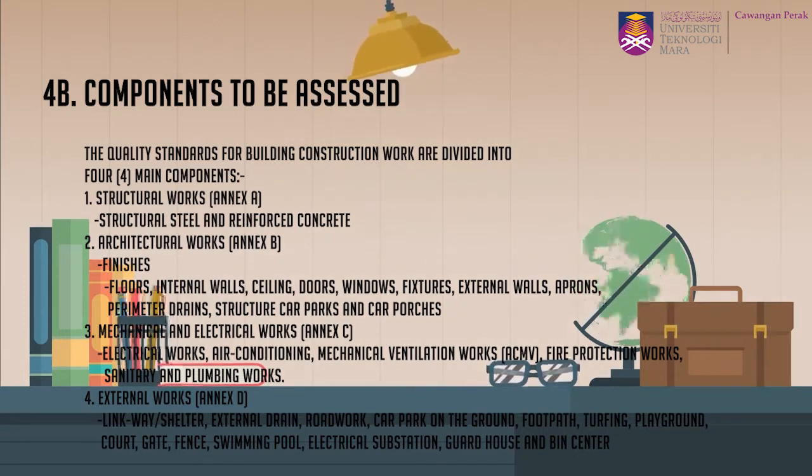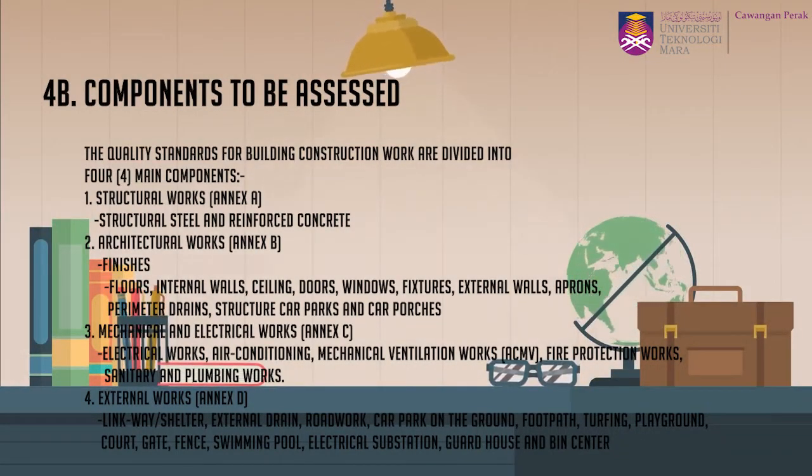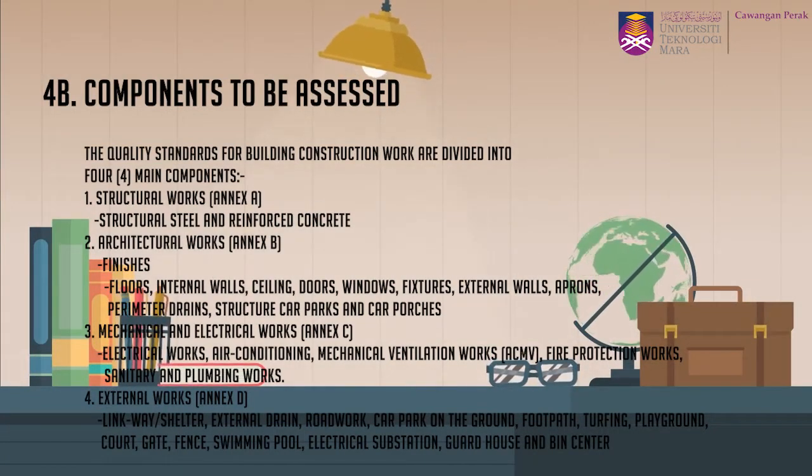In the first annex, which is Annex A, elements such as structural steel and reinforced concrete will be measured. In Annex B, it will touch on the finishes on floors, internal walls, ceilings, doors, windows, fixtures, and else. However, in Annex C, M&E works such as electrical works, air conditioning, and fire will be assessed. Last, Annex D, which is related to external works or landscaping, external grade, for example, road work, car park on the ground.